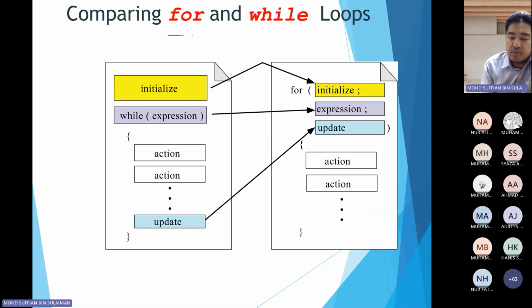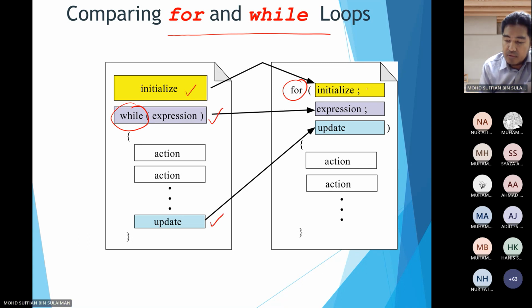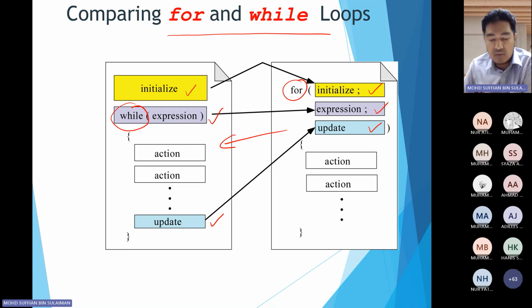Okay. Comparing for and while. So the concept is similar kan. When you are using while, and when you are using for, we have the initialization, we have the condition, expression, we have the update. Sama lah dengan for. Similar with the for, we have the initialization, we have the expression, we have the update. So when I give you the question in while to convert to for, you can use this kind of concept. When I give you the question in for to convert to while, you can use this kind of conversion according to the initialization, according to the expression, and according to the update.